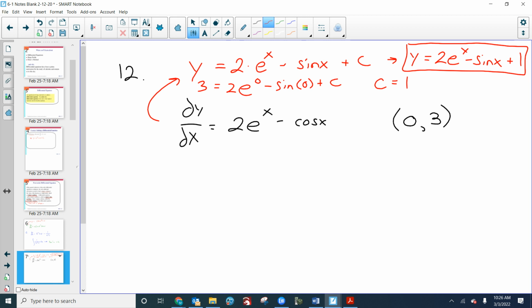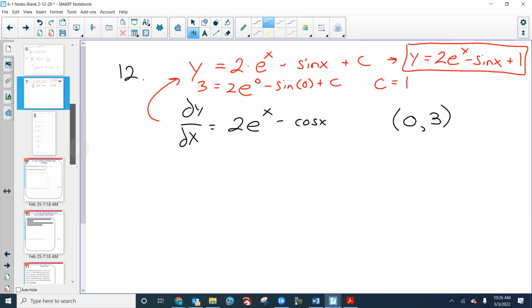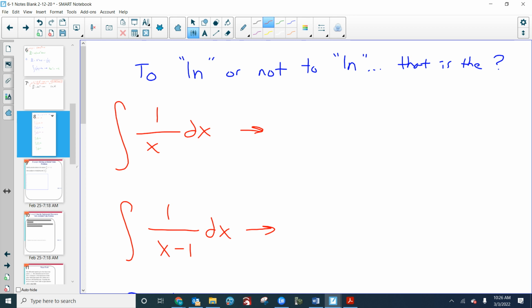So that's all a differential equation is. Okay, we've been working with it. We just maybe haven't used that expression before. All right, now a quick little review. To ln or not to ln? Ooh, this is fun. It's like a game. That is the question.